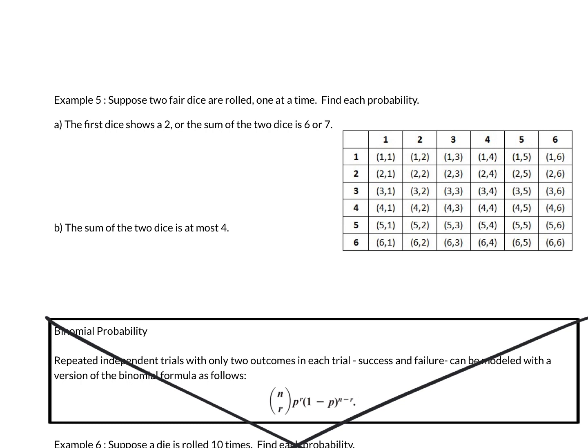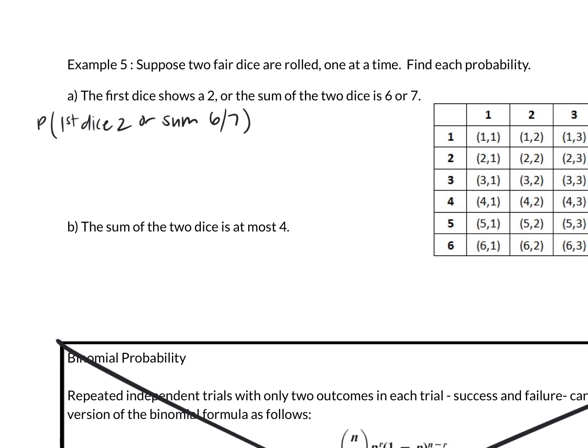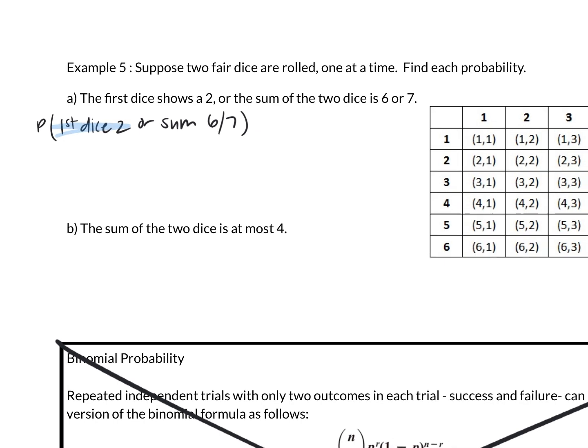So the first probability question you're asked is, the first dice shows a 2 or the sum of the dice is 6 or 7. So you're finding the probability of the first dice being 2, or the sum being 6 or 7. We're going to find each of those things individually, and then we're going to have to subtract the overlap, okay? So for example, the probability of the first dice being 2, okay?